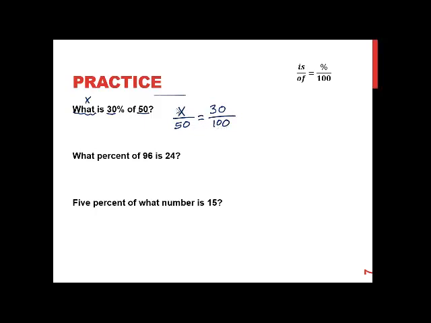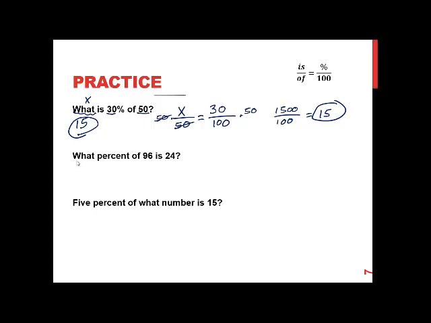And at this point I want to get my x by itself, so I can multiply both sides by 50. And then we do a little work. 30 times 50 is 1500 divided by 100, so that's 15. So 15 is 30% of 50. 15 is our answer.